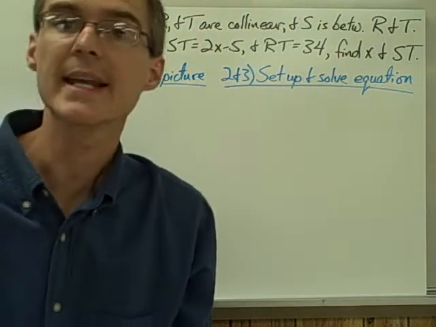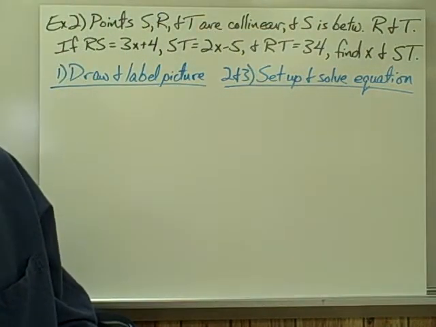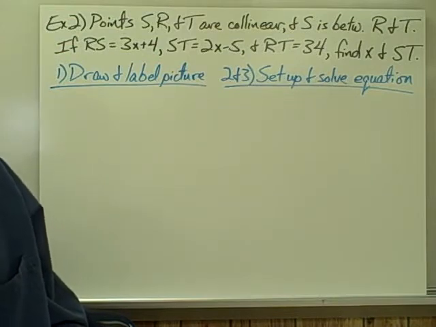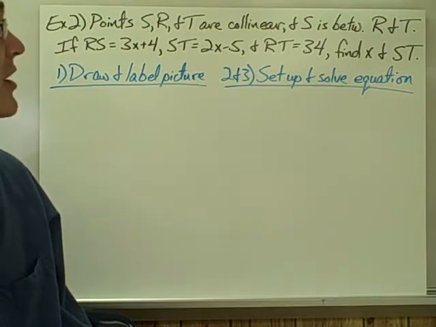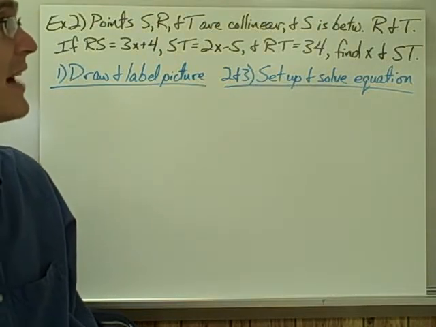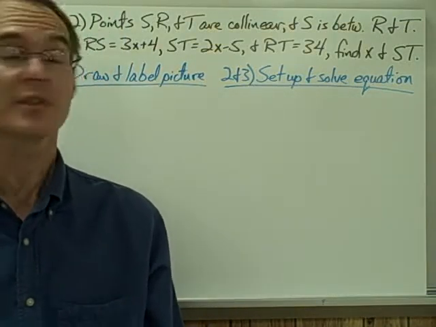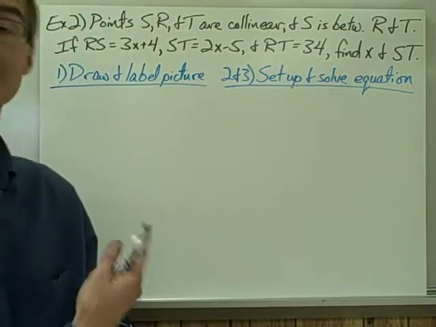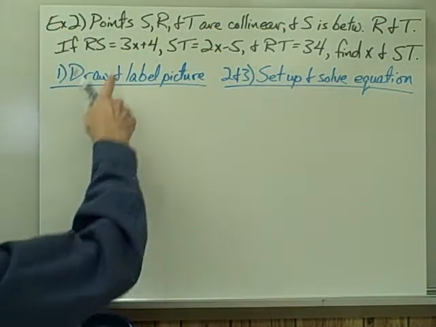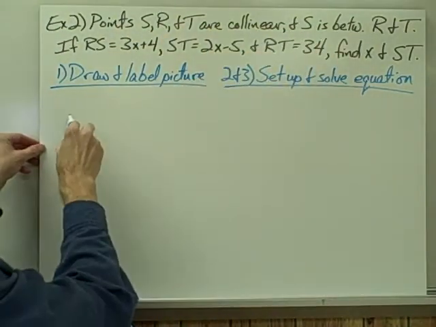All right, let's take a look at example 2. Example 2 says points S, R, and T are collinear, and S is between R and T. If RS equals 3x plus 4, ST equals 2x minus 5, and RT equals 34, find x and ST. All right, again, we start with the first step in our 4-step problem-solving process, which means we need to draw and label a picture. So points S, R, and T are collinear, and S is between R and T, okay?